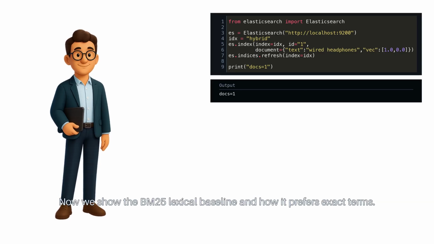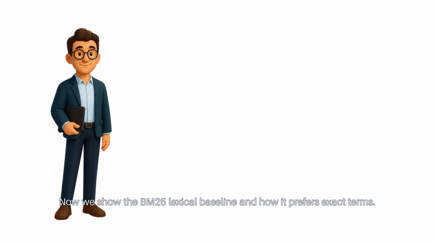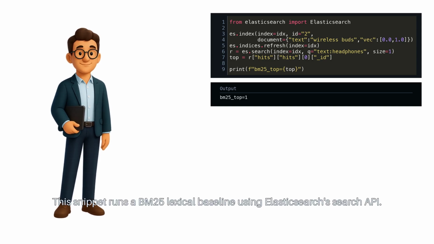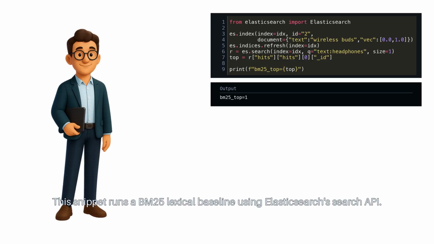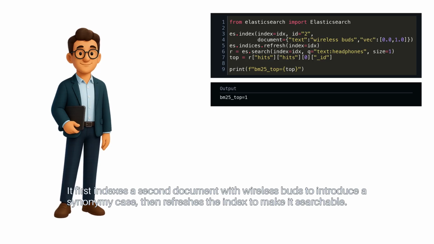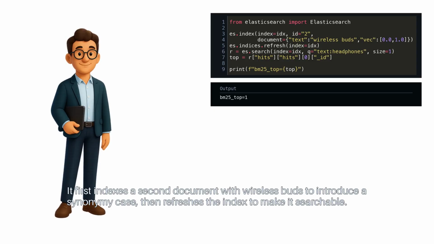Now we show the BM25 lexical baseline and how it prefers exact terms. This snippet runs a BM25 lexical baseline using Elasticsearch's Search API. It first indexes a second document with wireless buds to introduce a synonymy case. Then it refreshes the index to make it searchable.